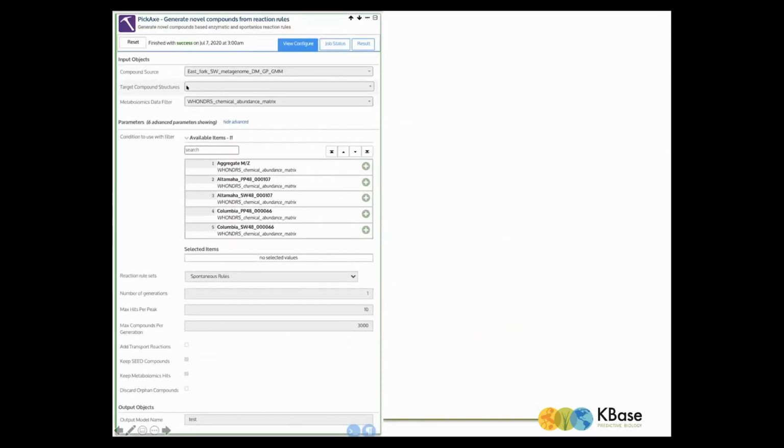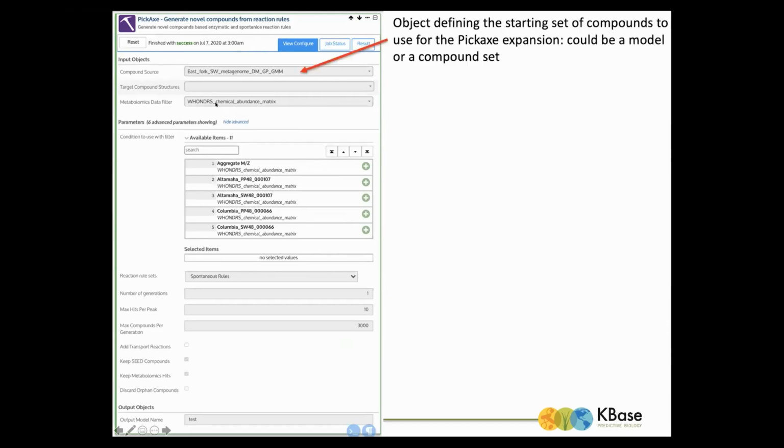So here's what the UI looks like in KBase. You guys are pretty familiar with KBase apps at this point. So here's where you input your starting compounds. Again, you can give it an entire model or a compound set. Here's where you give your target compounds. That's a compound set only.